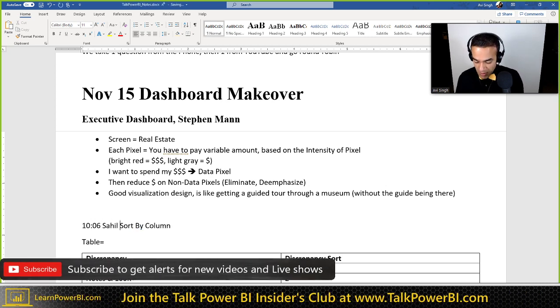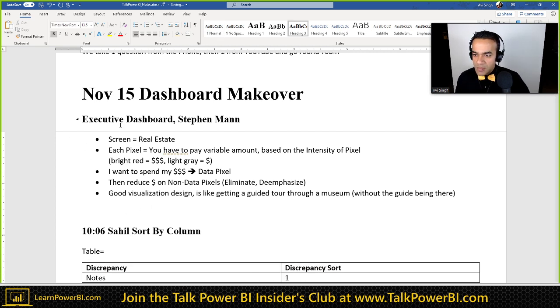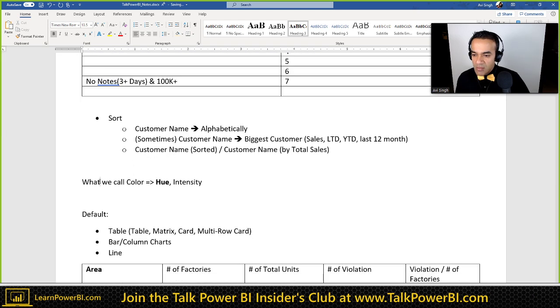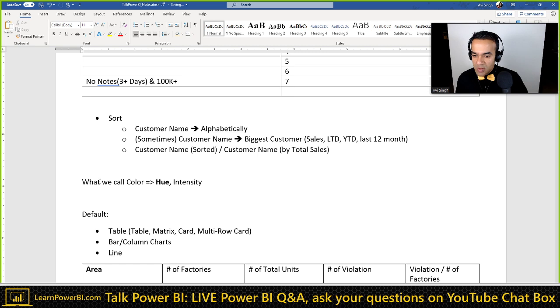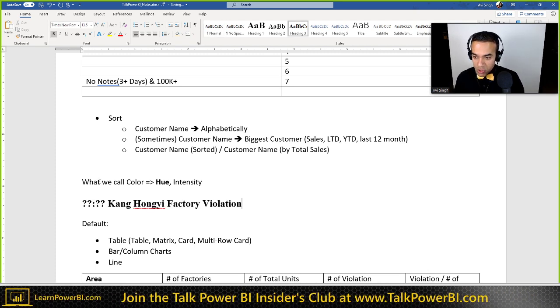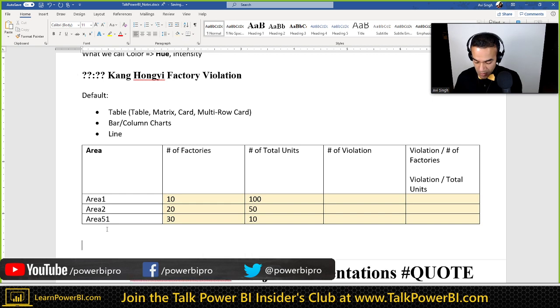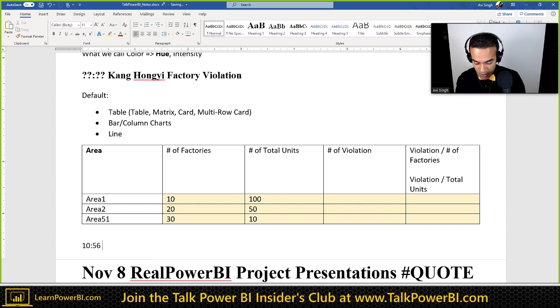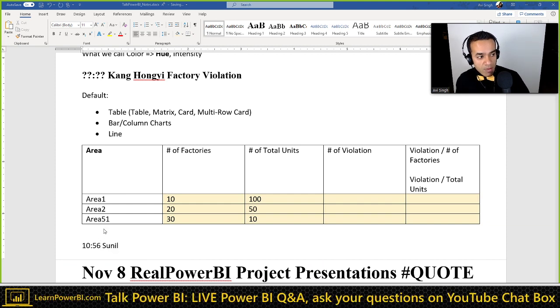So, Sahil, and this was, I think, about 9:15. And show color hue intensity. And this was, I don't know when this was. Kang Hong Yi, factory violation. And let's pick up, what is the time right now? 10:56. And this one is Sunil. And what kind of a dashboard is it? Very interesting name, Finger on the Pulse.